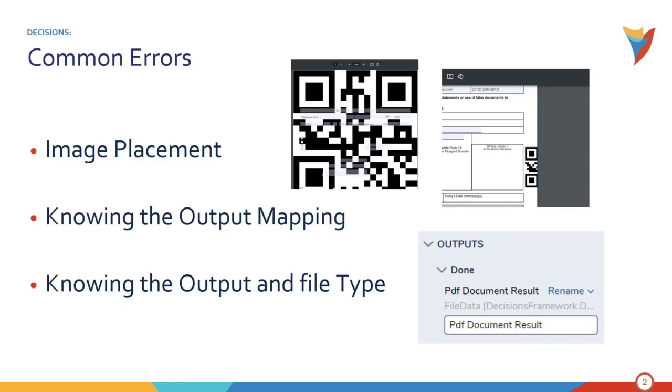We'll also talk about the output mapping and how important it is to know what is actually getting mapped out of this step, including the file type and that kind of thing. So let's jump over to Decisions and now take a closer look.